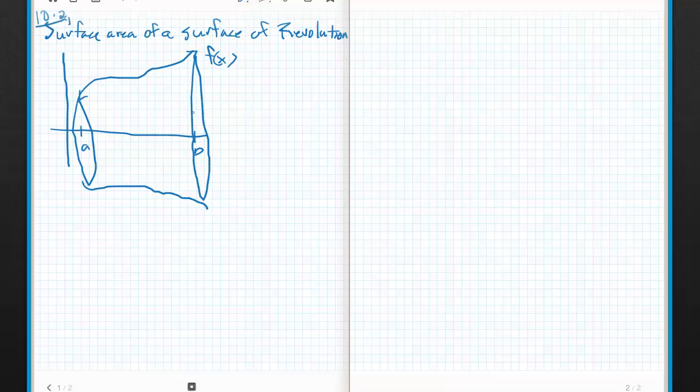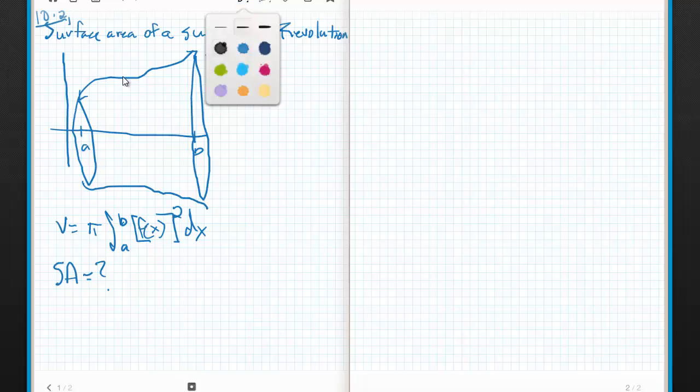So instead of volume, which would be pretty easy, right? We know how that works. The volume would simply be pi times the integral from a to b of f of x squared dx, which we've known. I don't care about the volume though. I want to know what the surface area is. Now, to be able to find the surface area, I need to start with an idea called a frustum, which is kind of interesting.